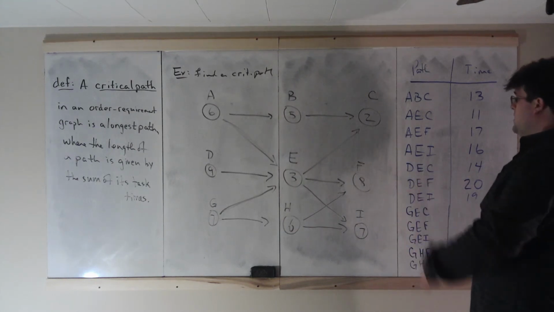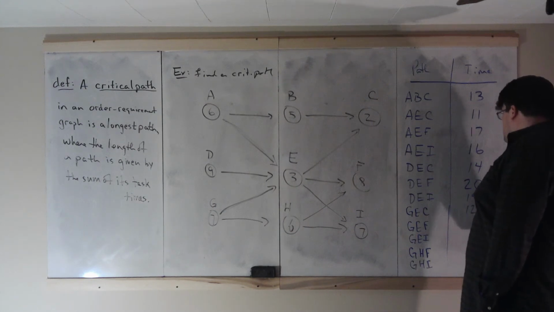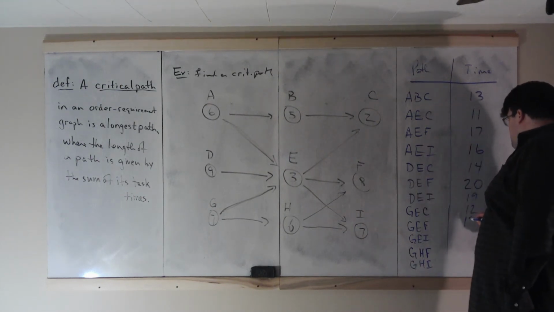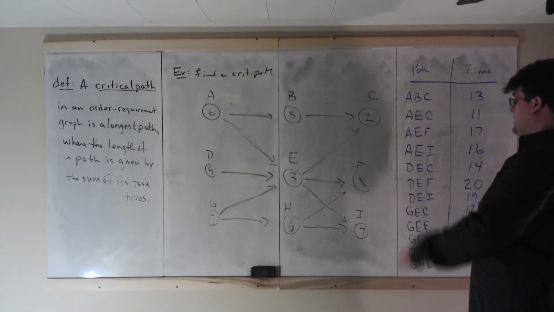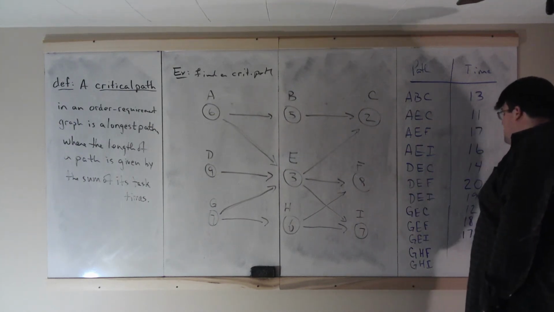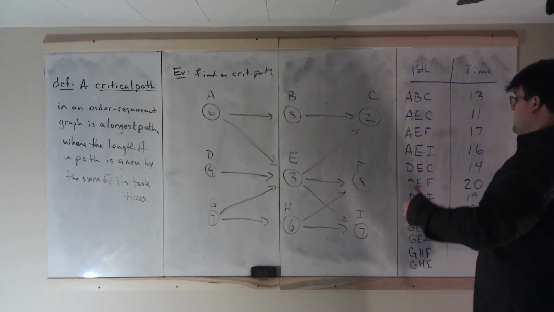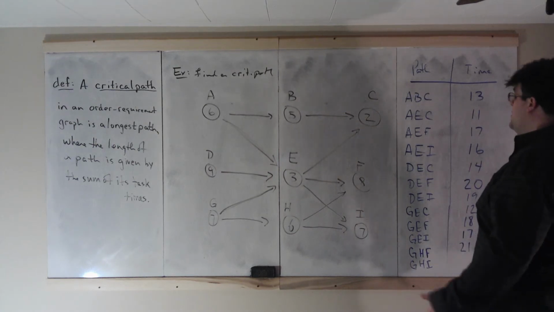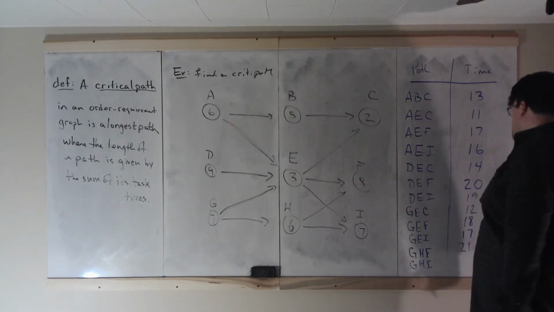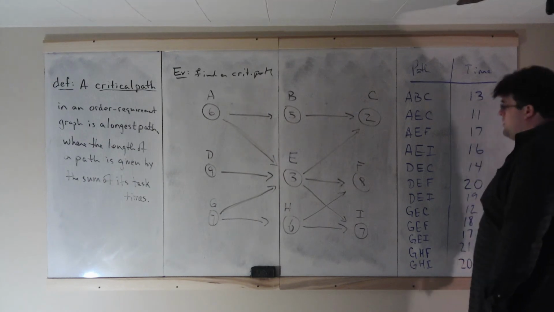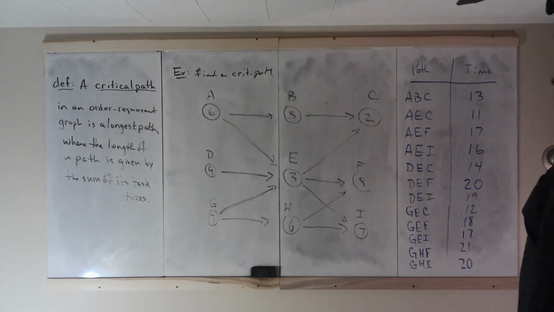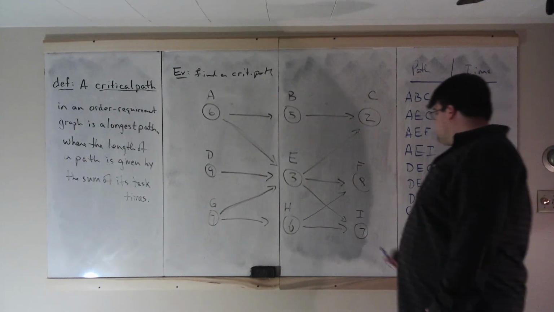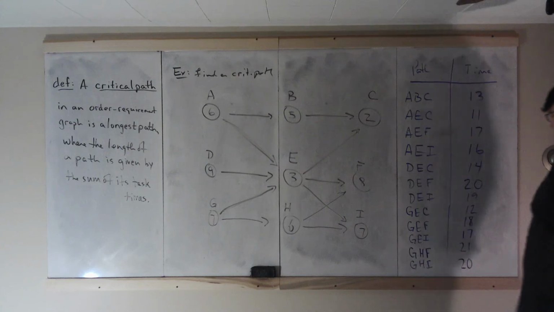G, E, C, 7 plus 3 plus 2 is 12. G, E, F, 7 plus 3 plus 8, 18. G, E, I, 7 plus 3 plus 7, 17. G, H, F, 7 plus 6 plus 8, 21. G, H, I, 7 plus 6 plus 7, 20. I said 21 minus 1 because it was the same as the previous one, but with a 7 instead of an 8 on that last one.